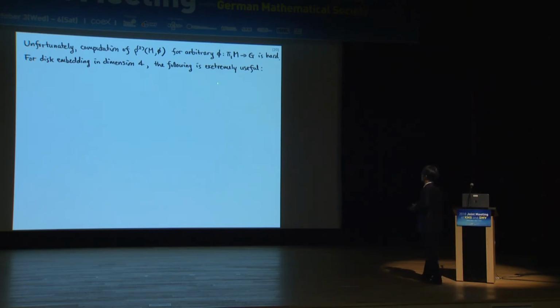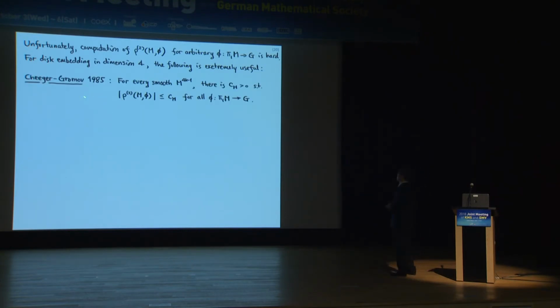So we often use some kind of estimate for the study of dimension 4, given in the original work of Cheeger and Gromov. It says the following: for every smooth manifold M of dimension 4k-1, there is a constant C_M such that the value of the rho invariant, the L2 rho invariant, is bounded by this constant for any choice of homomorphism. This is a really strong thing because in general, when pi 1 is generic, we have infinitely many homomorphisms, so this is a bound for infinitely many values. And this was actually one of the main ingredients in the proof of Cheeger-Gromov's L2 index theory.